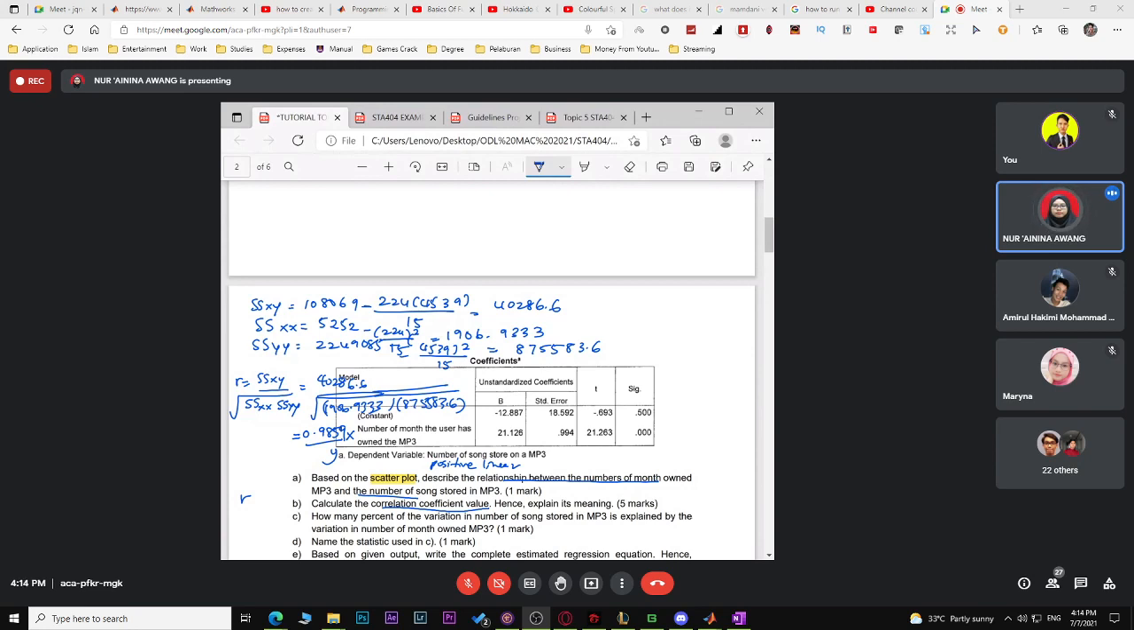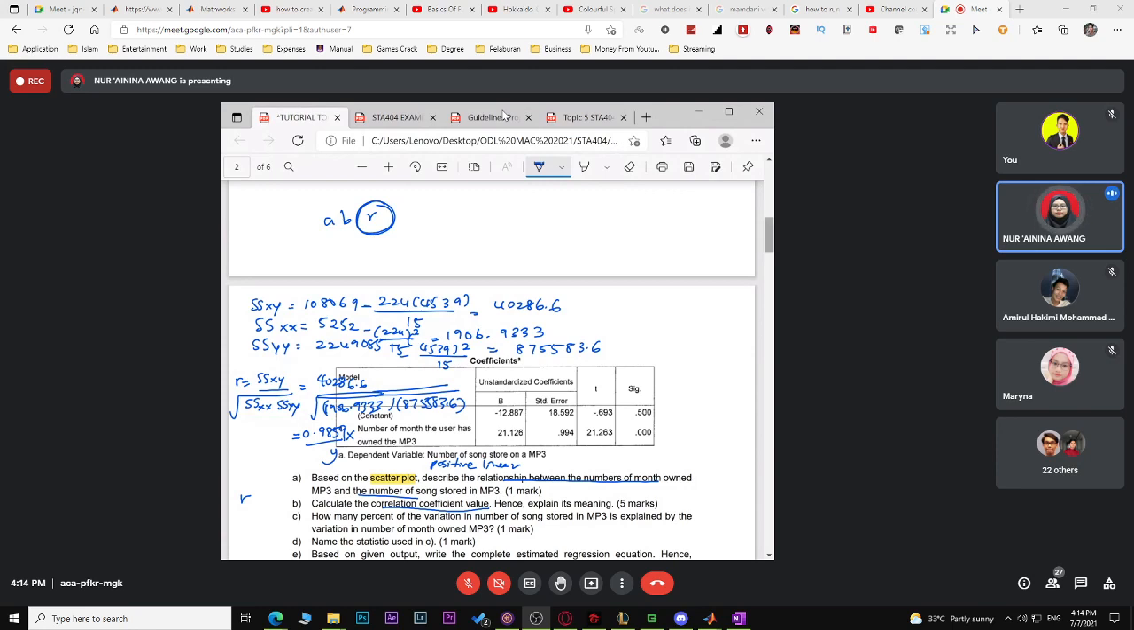Okay, so if you are not sure, you can check with your calculator. You press shift 2, you press, what is it called, 3. Okay, you press the one that has A, B and R, so you choose R, right? So this is the value for your correlation coefficient.